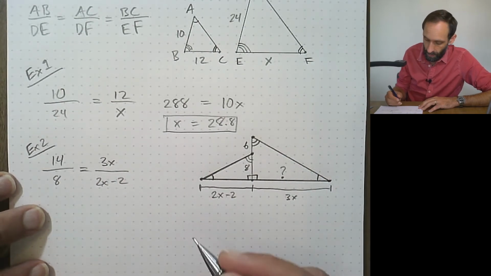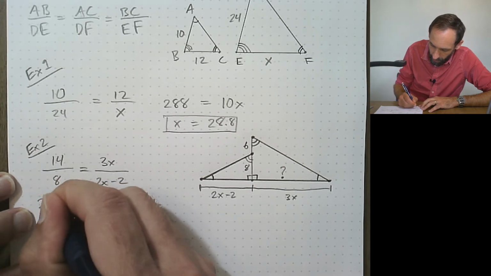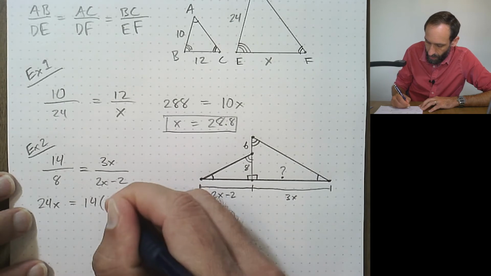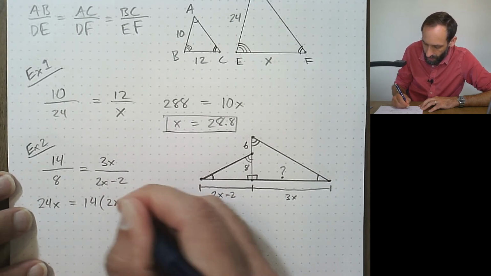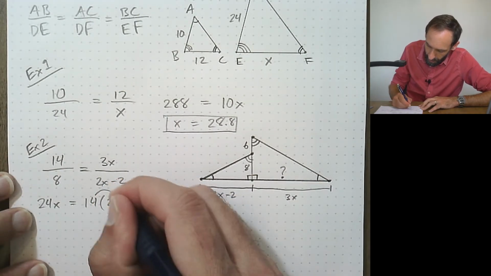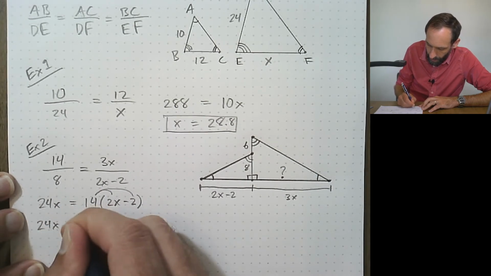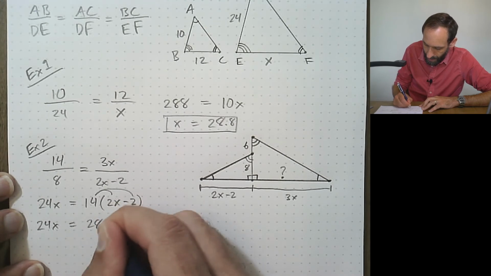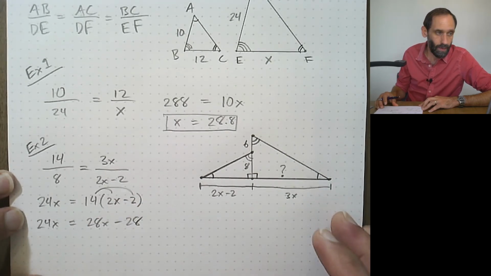So we can cross multiply, and we have 3x times 8, that's 24x. And let's just write this as 14 times 2x minus 2. So we're not doing too much in our head. Sometimes it's easy to make a mistake when we do too much in our head. Let's distribute this 14, and we get that 24x is equal to, let's see, 14 times 2x is 28x, and 14 times negative 2 is negative 28.